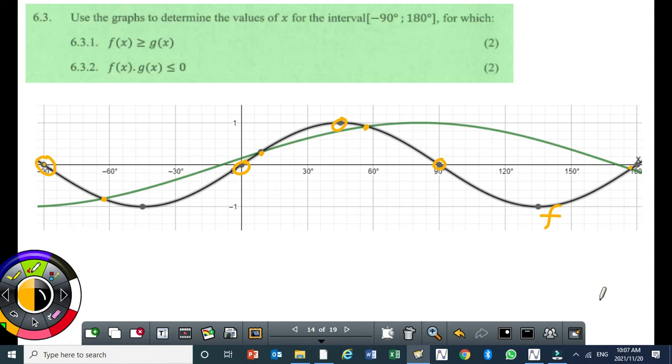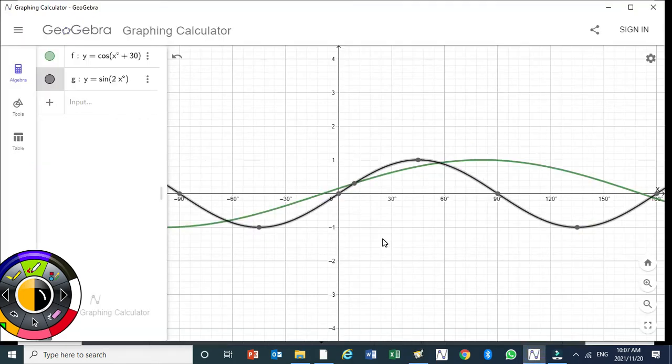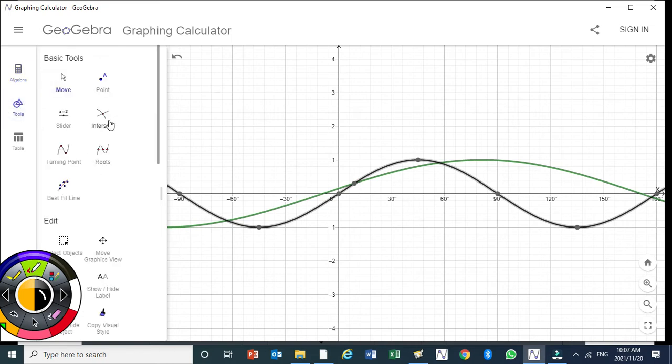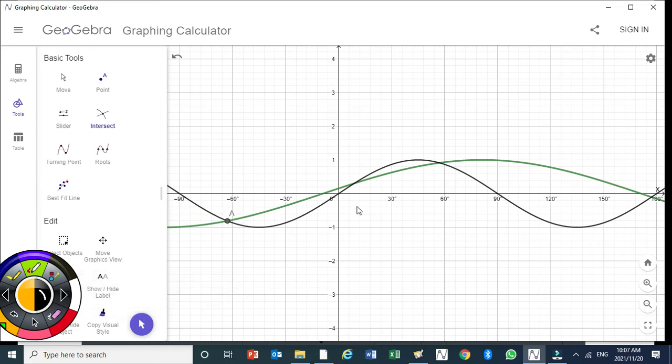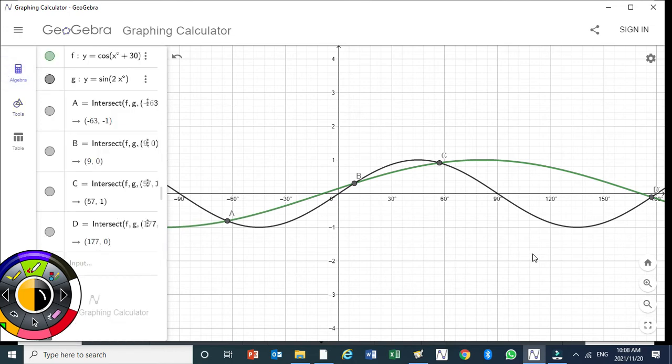The good thing is, in my case, I've got a computer, so the computer can help me. Right, so I'll just go to intersection. Then I have to click the point of intersection. That will help me to just identify those values. Okay, that's for me now with the computer. So point A, we have got minus 63 degrees. This is point A. It's minus 63.